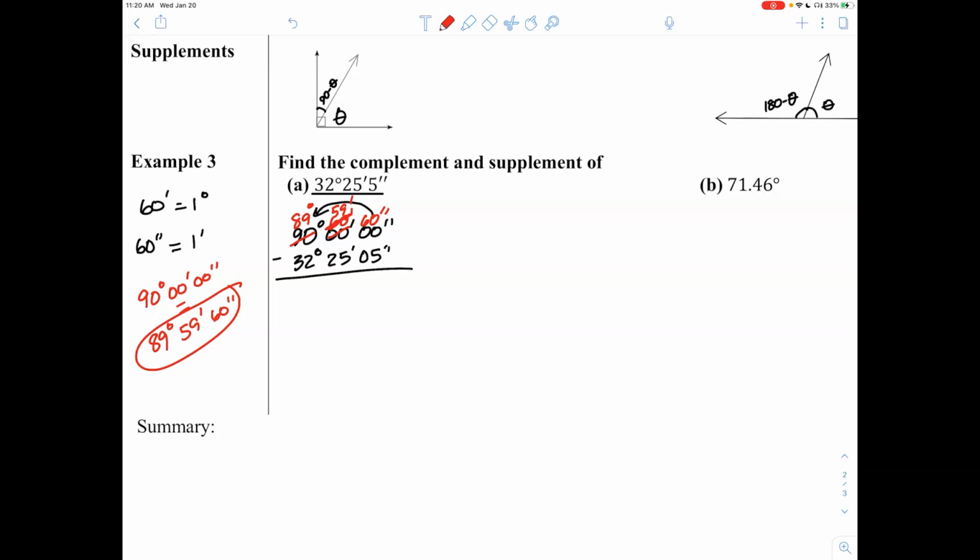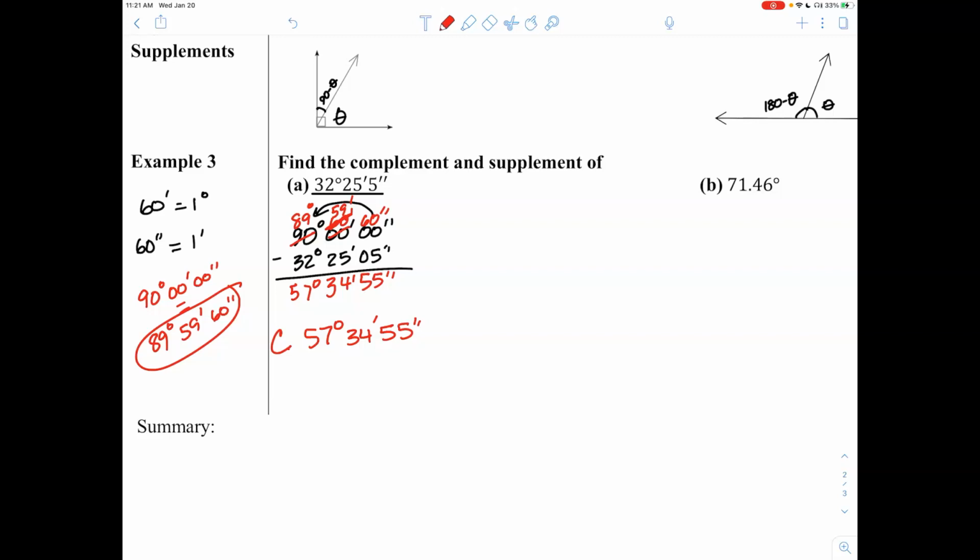Okay, so 60 minus 5 is 55 seconds. All right, 59 minutes: 9 minus 5 is 4, 5 minus 2 is 3. 9 minus 2 is 7. And 8 minus 3 is 5. And so the complement of 32 degrees, 25 minutes, 5 seconds is 57 degrees, 34 minutes, and 55 seconds.